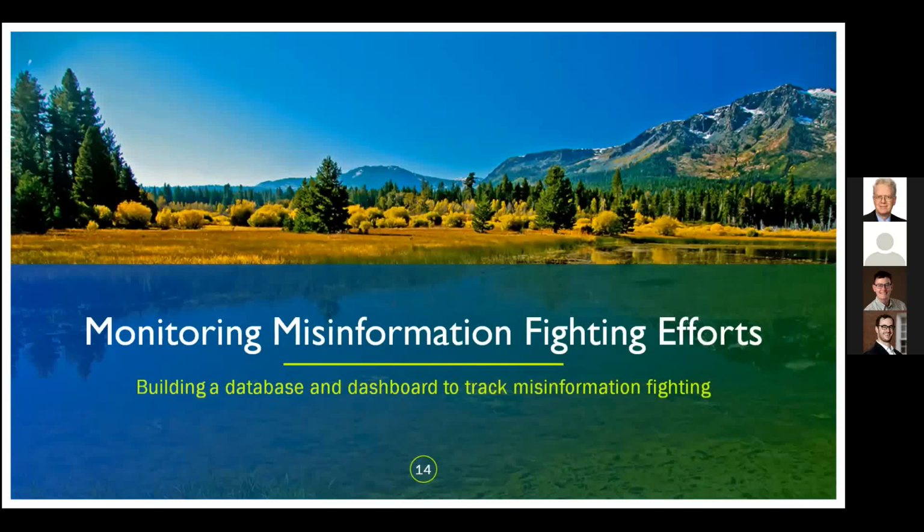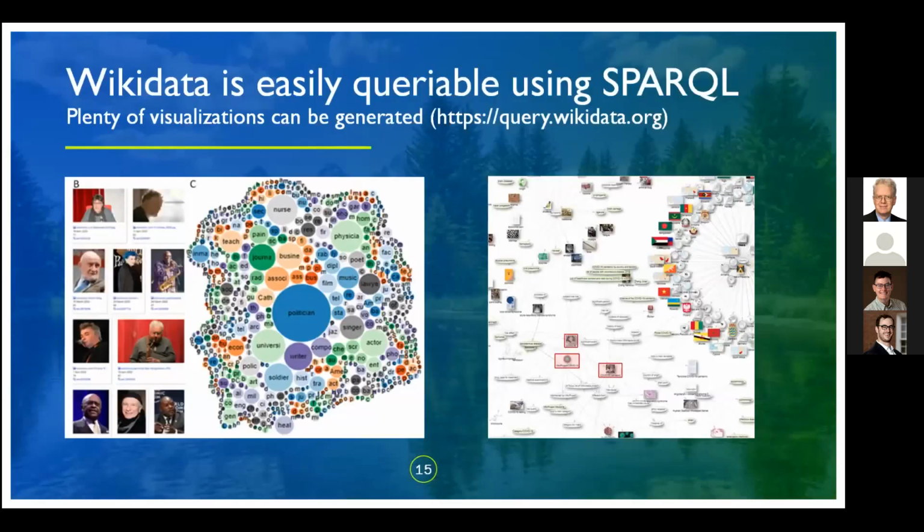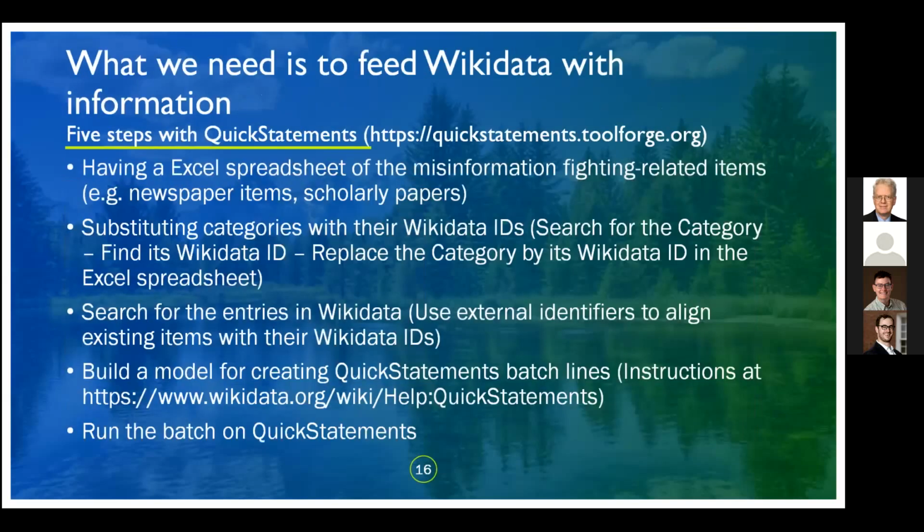Let's move now to the second option of how to use Wikidata to find misinformation. Wikidata can be easily queried using SPARQL. You can generate plenty of visualizations using the query service with a couple or tens of lines. But in order to do that, you need to feed Wikidata with data before.